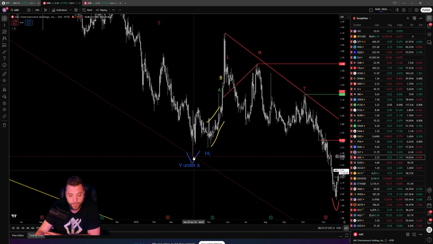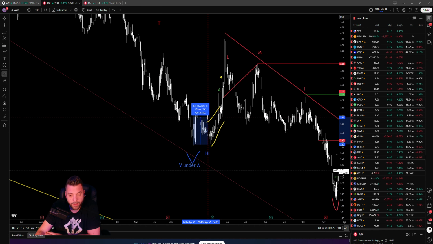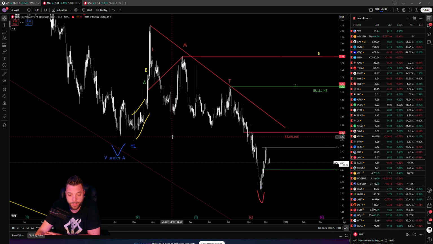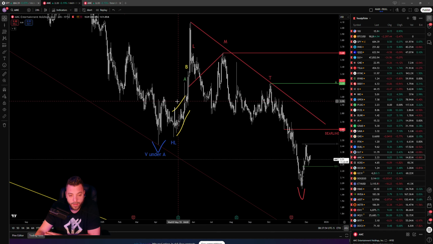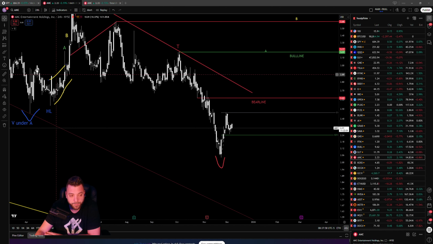Next squeeze. This year, May. Did we squeeze from the higher low? From the V? No. We squeezed from the higher low and we even did the channel. But how long did it take us from the V to the higher low? 26 days.